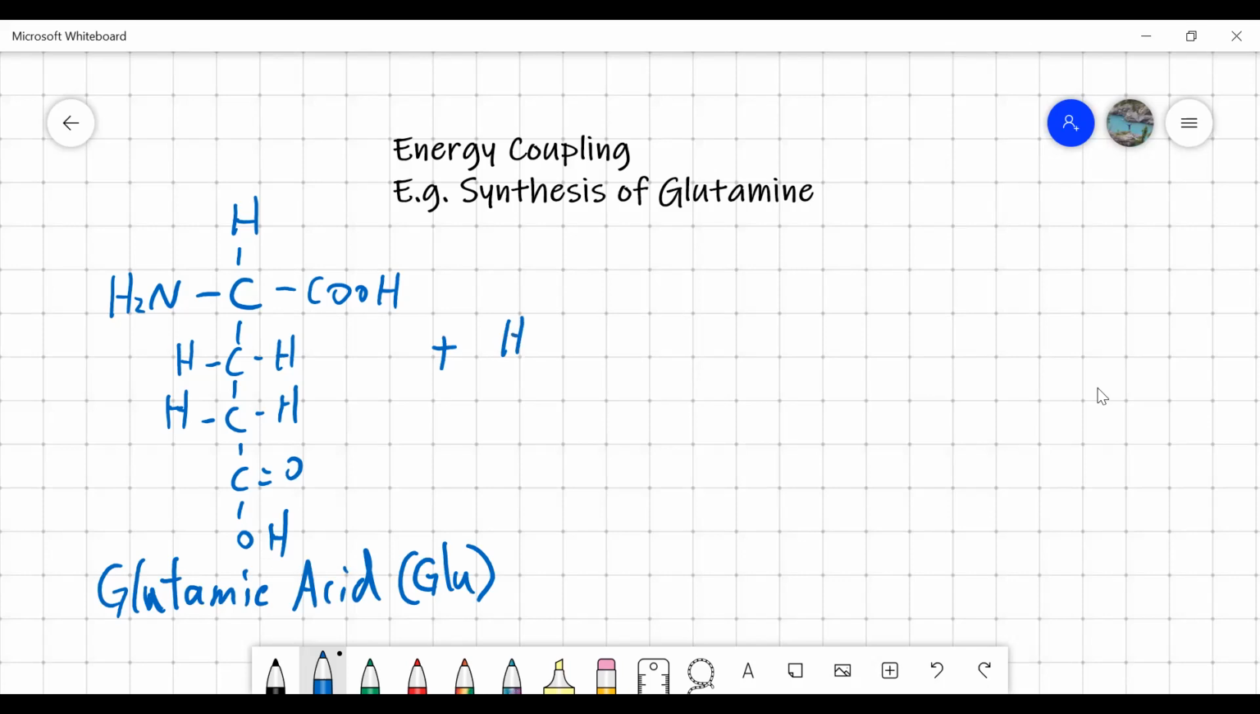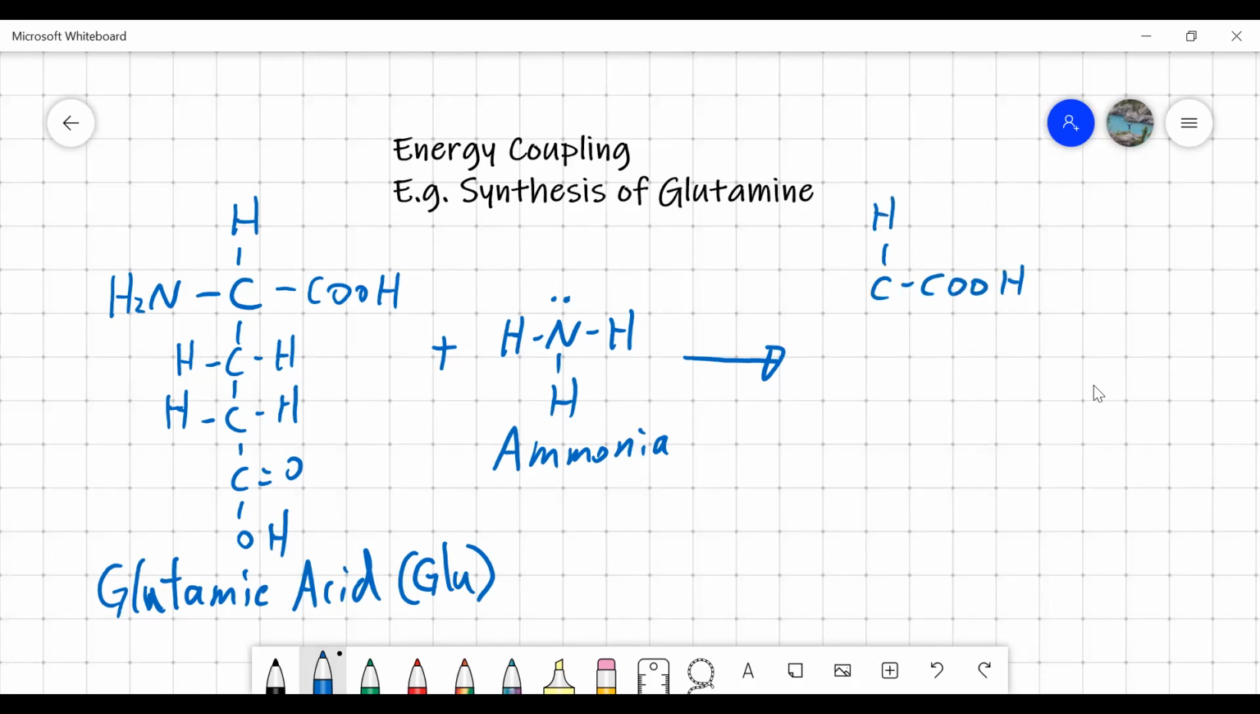Ammonia looks like this. So there's ammonia. Okay, and so then we make glutamine. Glutamine looks like this. It's very similar to glutamate, you'll see, but now we've added that extra amine group, basically, is what we've done. So let me draw this out for you.